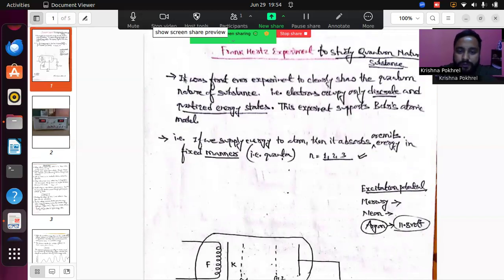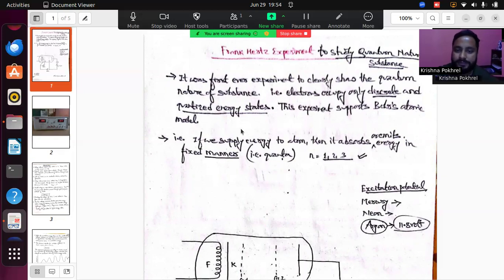It was the first ever experiment to clearly show the quantum nature of substance. Actually, this experiment is the first experiment performed by Frank Hertz to show the quantum nature of a substance. That is, what is the quantum nature of substance? That is, electrons occupy only discrete and quantized energy states. Furthermore, this experiment supports Bohr's atomic model.